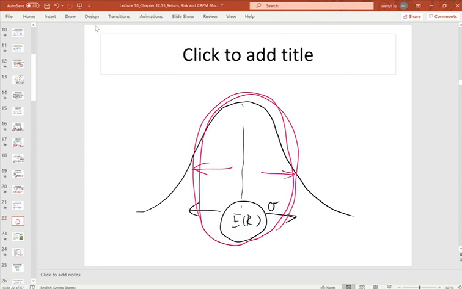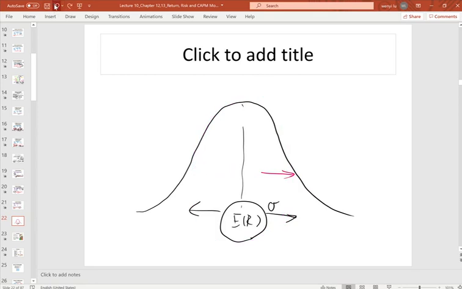The higher the sigma, the more variation of your returns around the center. For example, if this is stock A, how about comparing it with stock B? Stock B, for example, has a similar expected return but a higher sigma.